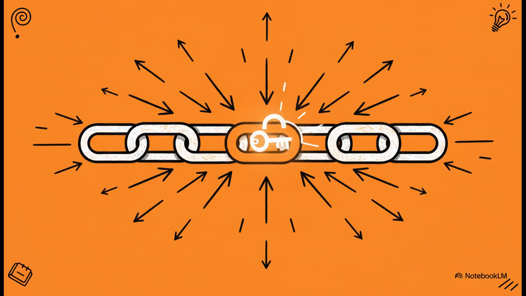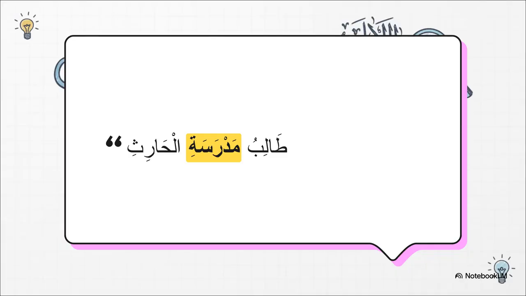And the solution is this beautifully simple principle that I like to call the middle link rule. Seriously, this one idea is the master key that unlocks the entire concept. It's what lets us build those long, flowing chains of possession. Let's see it in action.